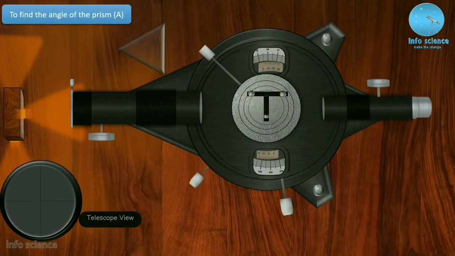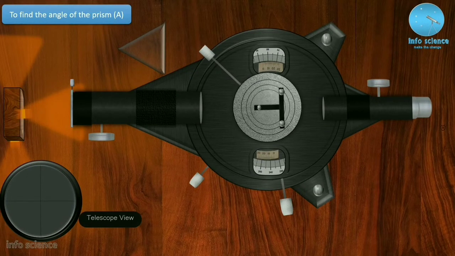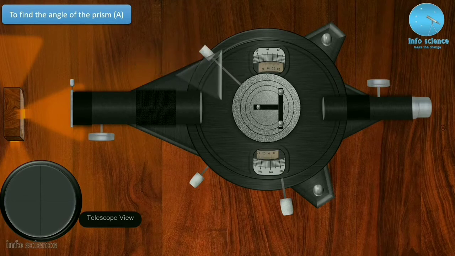For that, place the prism as I mentioned earlier. The prism has three surfaces: one is a blurred surface and two are reflective surfaces. The blurred surface should face the telescope and the other sides should be on the other sides. First we have to denote the sides.